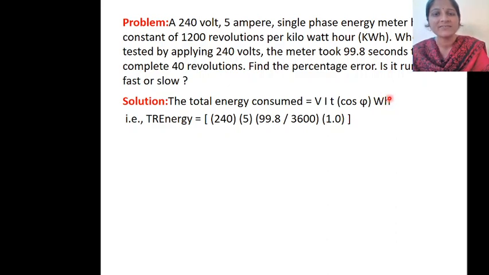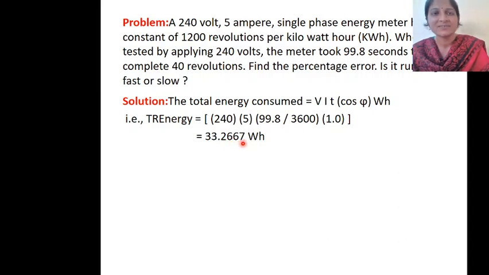In time, you need to take hours. Here it is given in seconds, so 99.8 seconds is to be converted to hours, meaning 99.8 divided by 60 into 60. One hour has 60 minutes and one minute has 60 seconds, so 60 into 60 is 3600. 99.8 divided by 3600 gives hours. If you multiply these, you will get 33.267 watt hours.